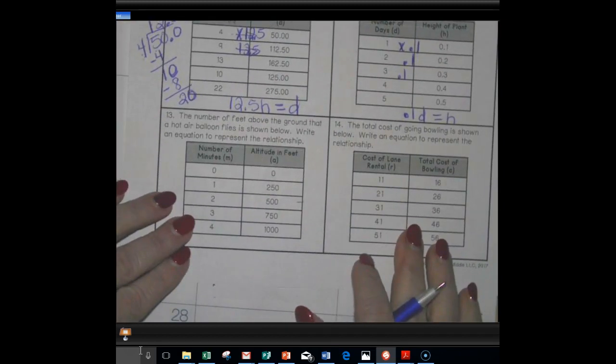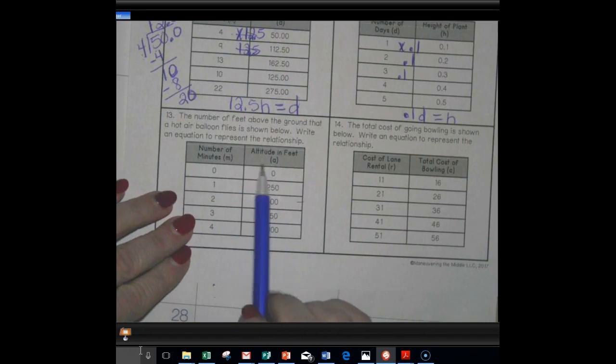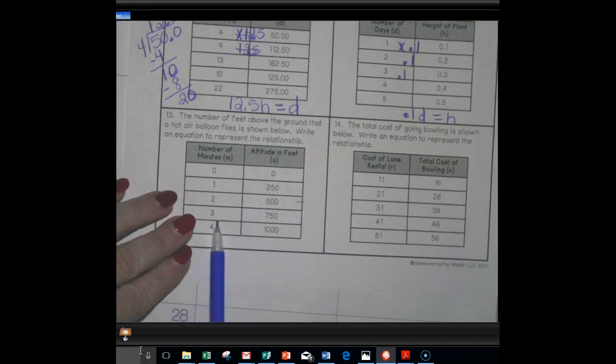The number of feet above ground that a hot air balloon flies is shown below. Write an equation to represent the relationship. 0 to 0, 1 to 250, 2 to 500, 3 to 750, 4 to 1000.